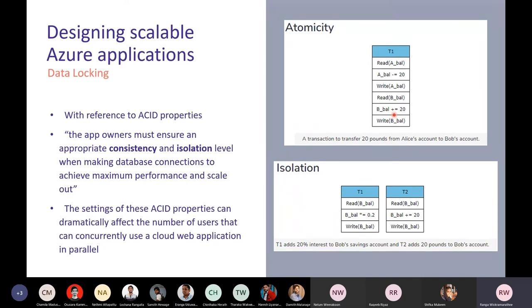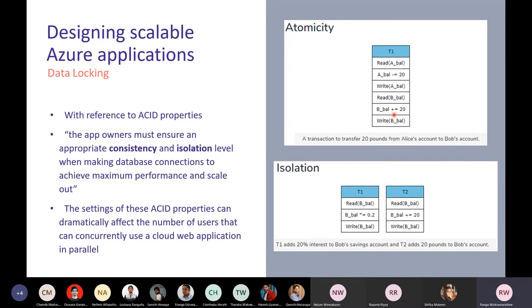Which means it might be blocking both tables at a given time, do the operation and commit it. If it fails at, let's say, the last step, when it's trying to write the balance to B's account, it should roll back. If there's a failure, it should roll back to the state where it started. So that's one form of locking.